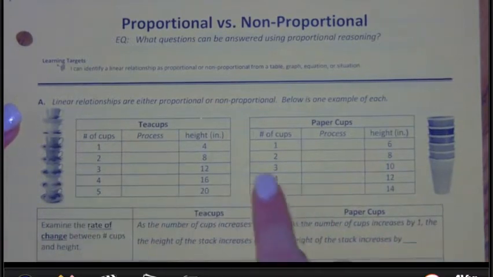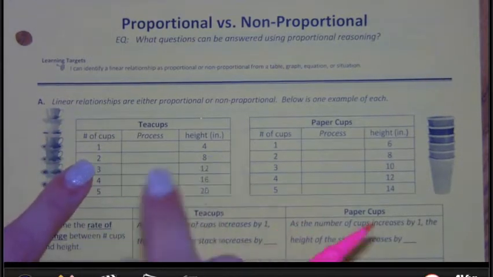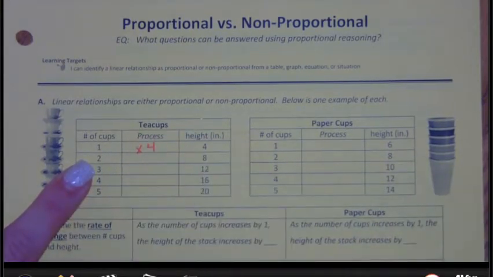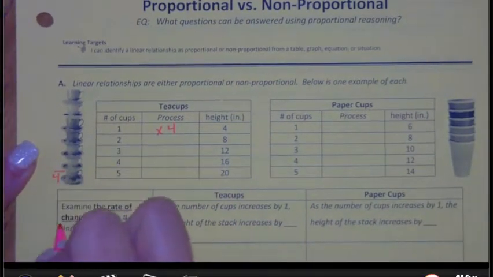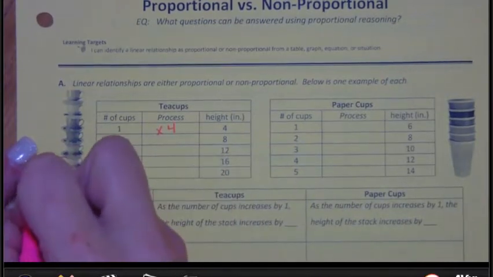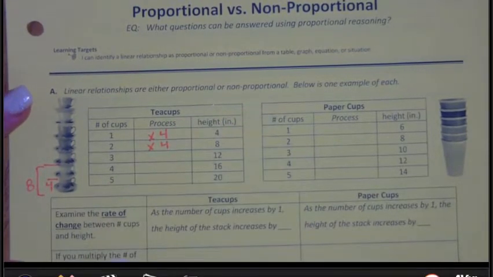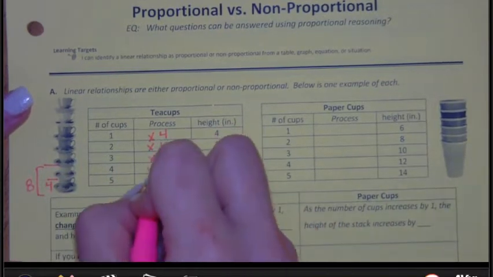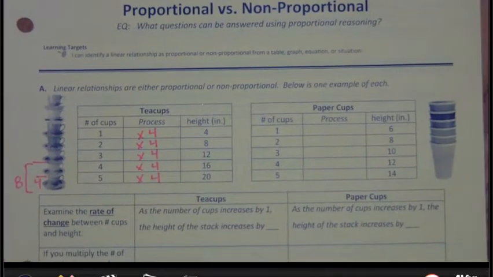So I have an example of teacups, and then I have an example of paper cups. All right, so for my teacups, I want to know the process of how I go from one teacup to the height. So for one teacup, my height is 4. So I'm going to multiply by 4. Okay, so if I have 2 teacups, so I have 1 teacup here, that's a height of 4. For 2 teacups, my height is 8. So I go from 2 to 8, and it looks like I can multiply it by 4. 3 teacups to 12 inches, well, 3 times 4 is 12. 4 times 4 is 16. And then 5 times 4 is 20. Okay?